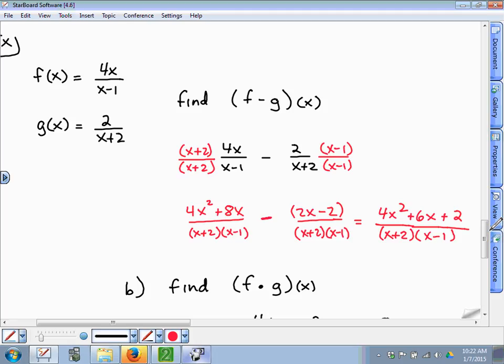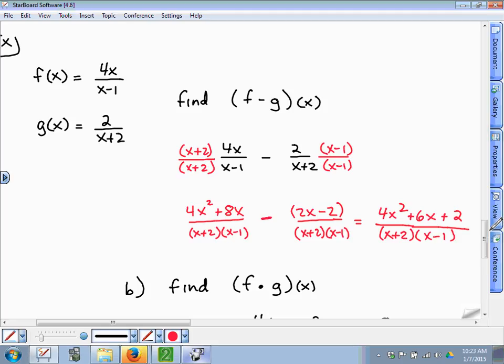Okay, one more. F times G, same two functions. Part B, same example. Same two functions, F and G, but now I want you to multiply them. Come on. Some of you aren't putting much effort into this. Same two functions as before, now multiply.